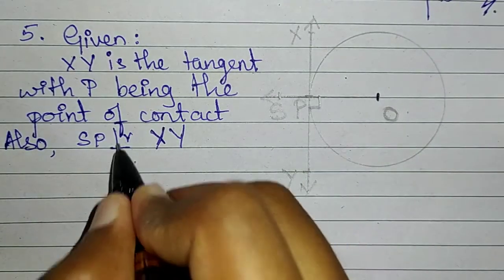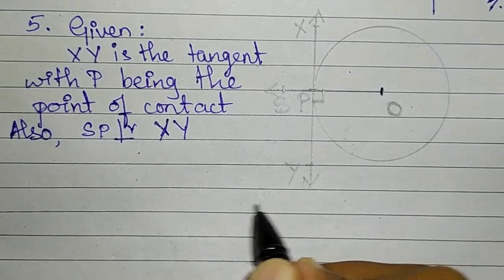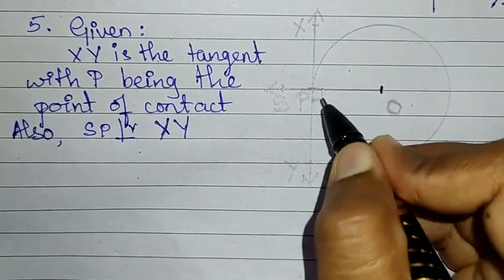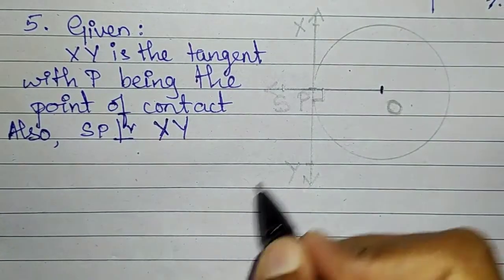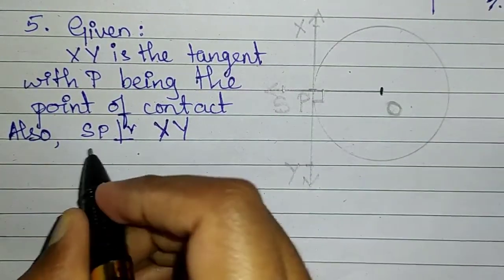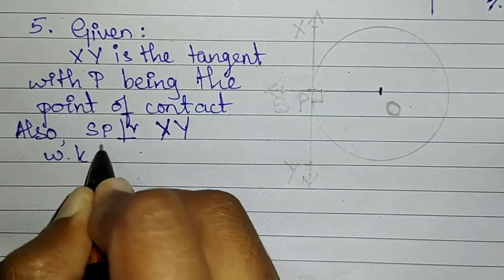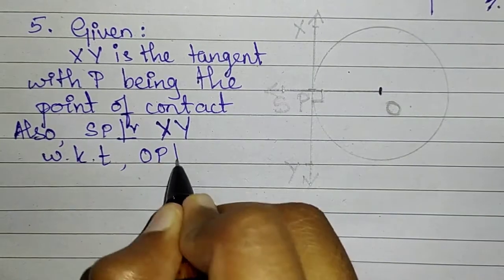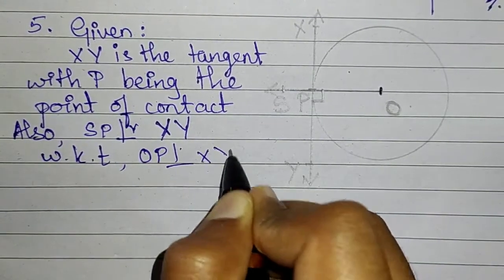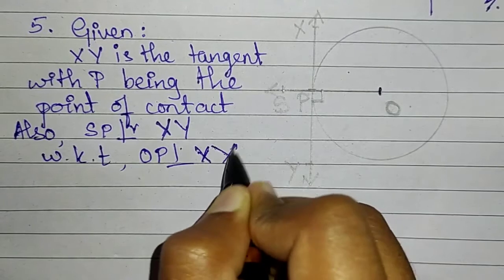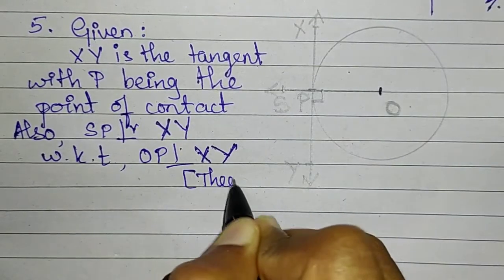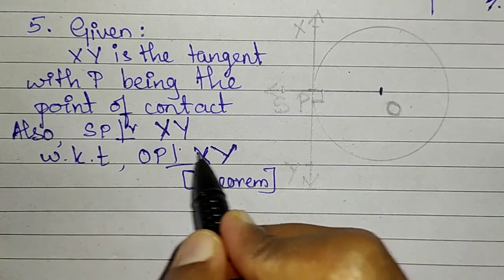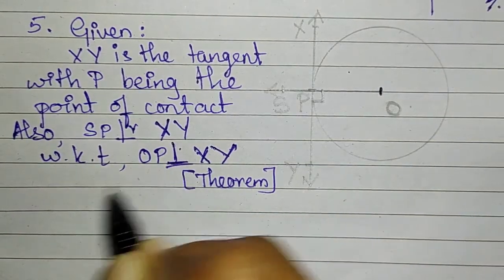So we know that SP is perpendicular to XY. Now to prove that SP also passes through O, let us first use our first theorem. We know that OP is perpendicular to XY from our first theorem, right?